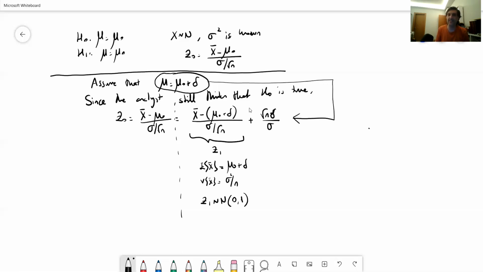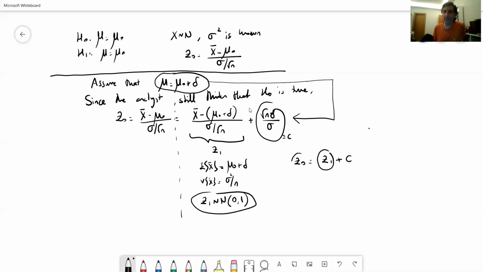Here there's a constant. Call it C for the time being. Therefore, what we call Z0 is going to be the normally distributed Z1 plus C. Again, that person continues with calculations. Now, we know the distribution of Z1. Can we determine the distribution of Z0?